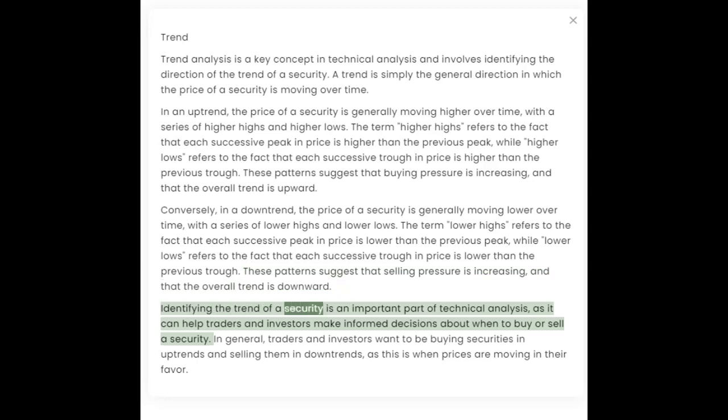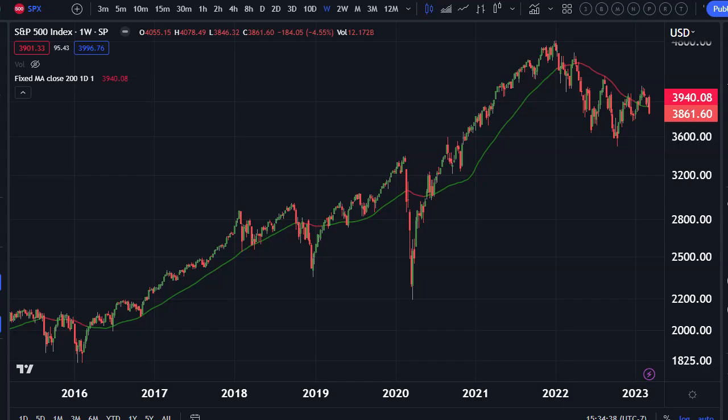Identifying the trend of a security is an important part of technical analysis, as it can help traders and investors make informed decisions about when to buy or sell a security. In general, traders and investors want to be buying securities in uptrends and selling them in downtrends, as this is when prices are moving in their favor.